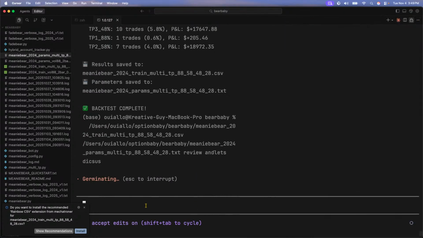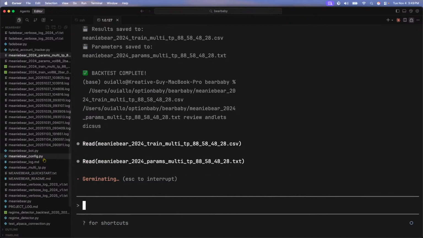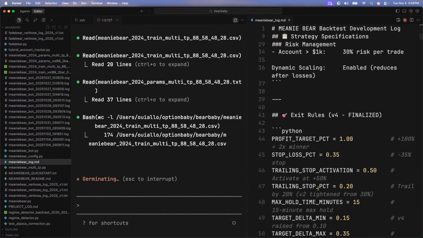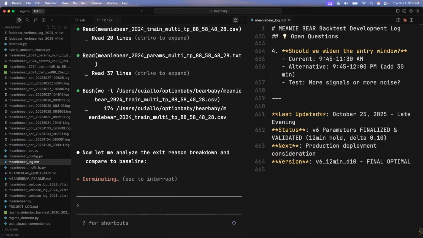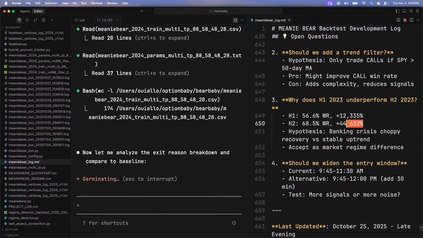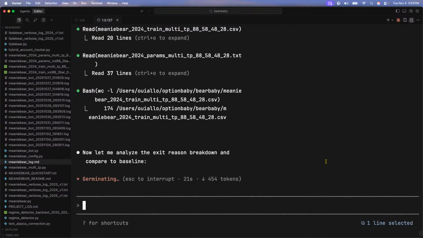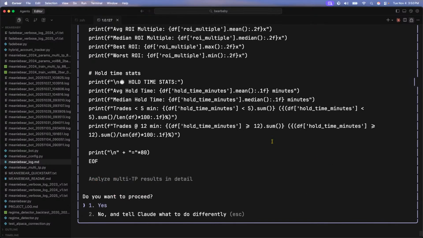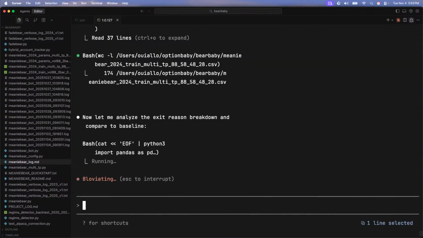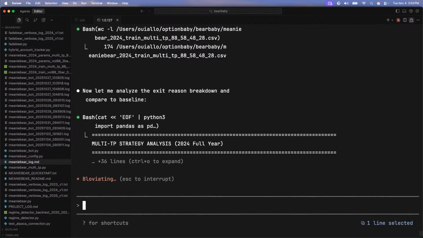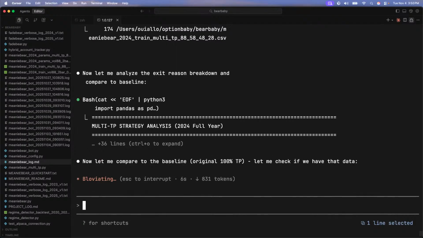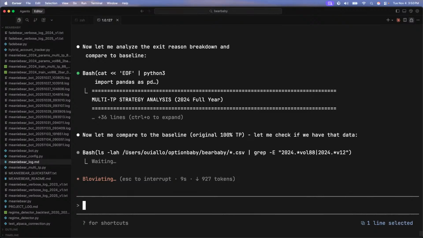All right, while I was reviewing that, you don't need the auto anymore. Let me just see if I can get to the 44,000. We just tripled that by being able to introduce these tiered take profits. 88, 58, 48, 28. It's not Fibonacci. This is Willinacci, Creatinacci, bruh. Let me compare to the baseline with the original 100% TP.